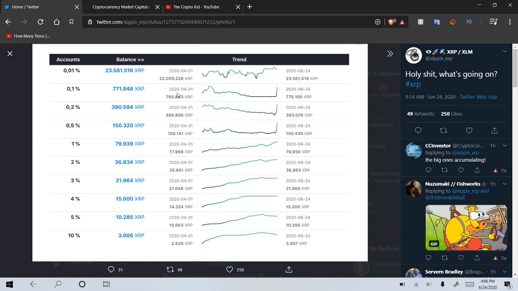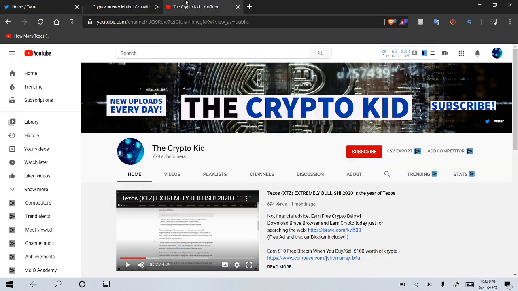So is now a good time to buy XRP? You tell me. Take a look at this chart. Not financial advice, but in my opinion, this looks pretty damn bullish. So let's get into this video.